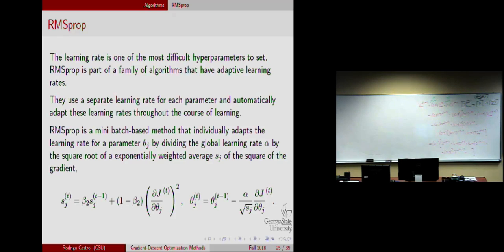The effect that it has is that the learning rate, this is kind of the new learning rate, is personalized for each direction. So this is going to rescale the alpha differently in each direction. And why is that useful?